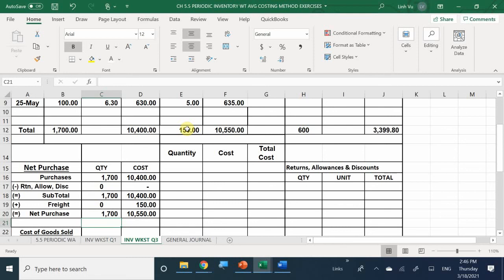So here, we're just finding out what our net purchases are. We're purchasing 1,700 at a total of 10,400. We added the freight of 150 to get our grand total of 10,550. And there we are.